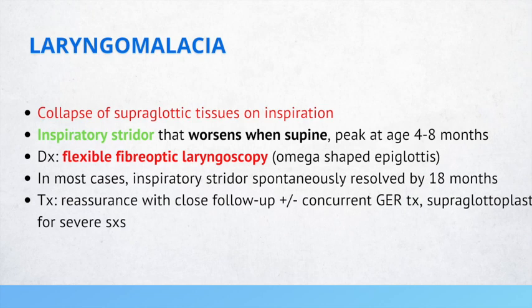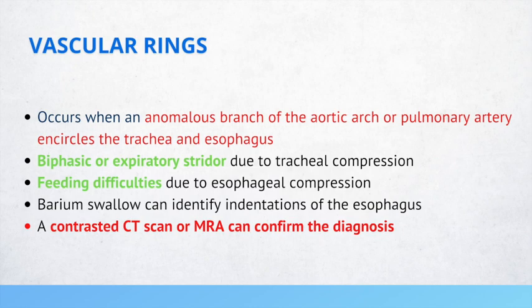Vascular rings. These occur when an anomalous branch of the aortic arch or pulmonary artery encircles the trachea and esophagus. This causes patients to have biphasic or expiratory stridor due to tracheal compression. They may also have breathing difficulties due to esophageal compression. Barium swallow can identify indentations of the esophagus. A contrasted CT scan or MRA can confirm the diagnosis.